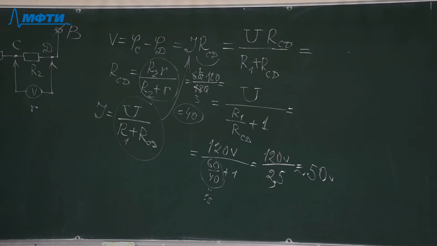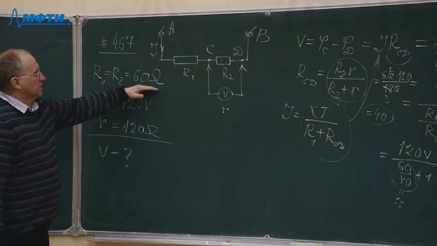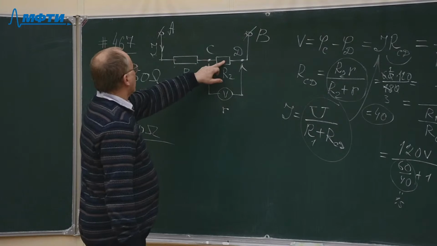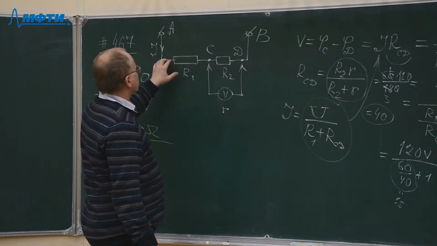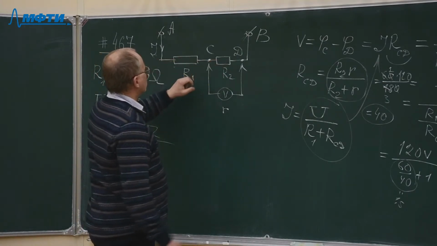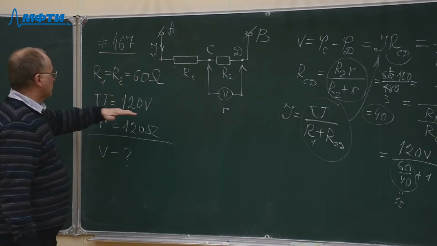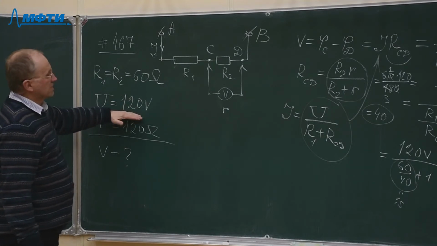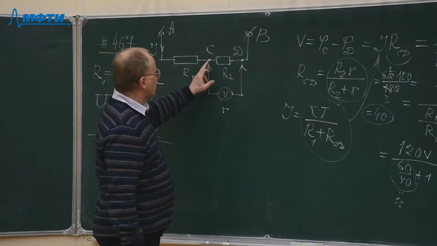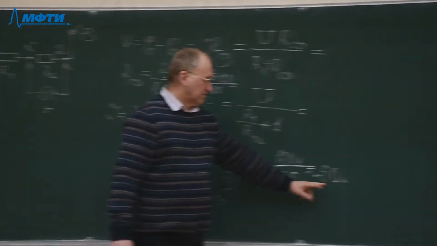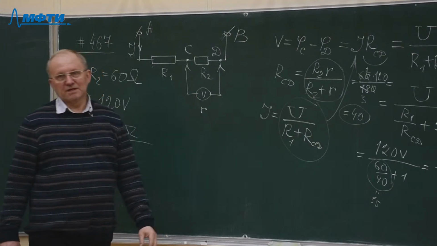So if we have two identical resistors, R1 and R2, which are equal, each equal to 60 ohms, and the total voltage of 120 volts, at first sight it seems to be equally divided by these two resistors, and so between points C and D the potential difference must be just half of the potential difference applied to the total circuit, just 60 volts. But anyway, this will not be true. The potential difference here will not be 60 volts, but will be about 50, smaller, because the voltmeter has some internal resistance.